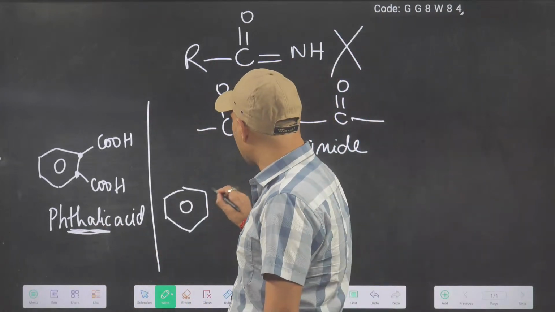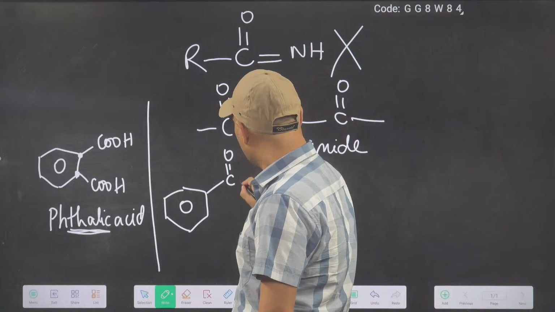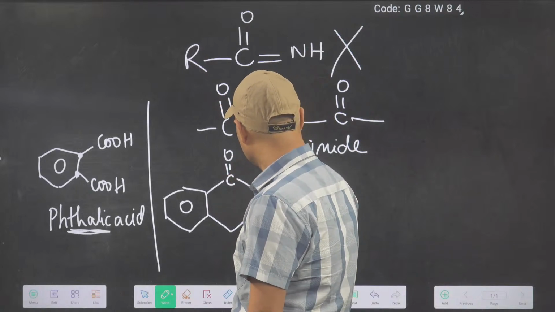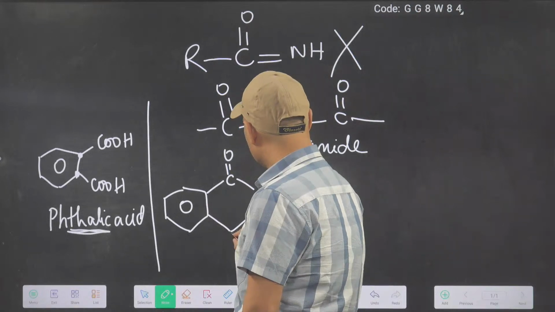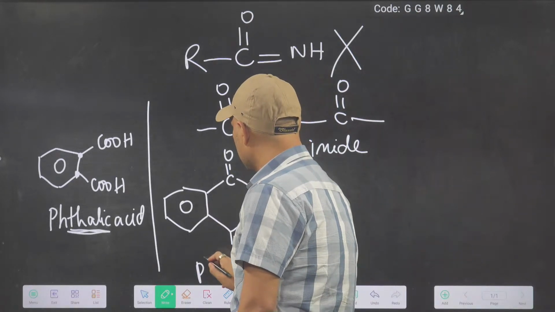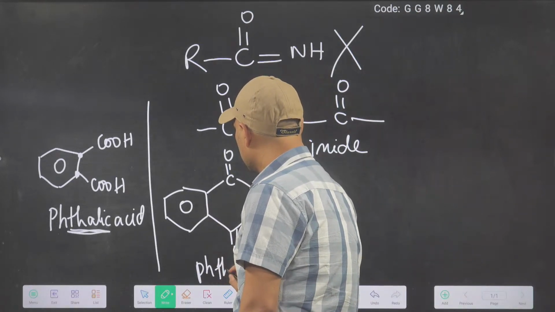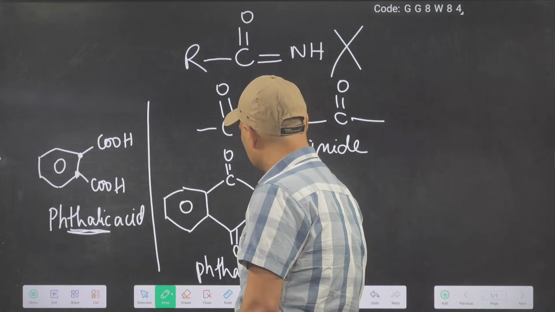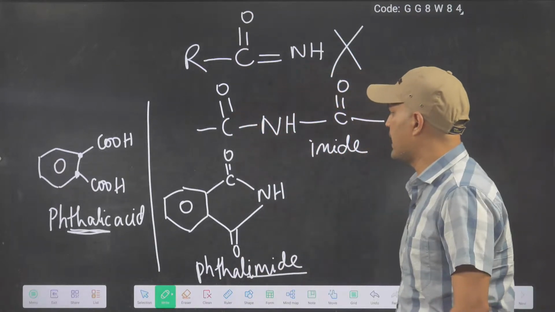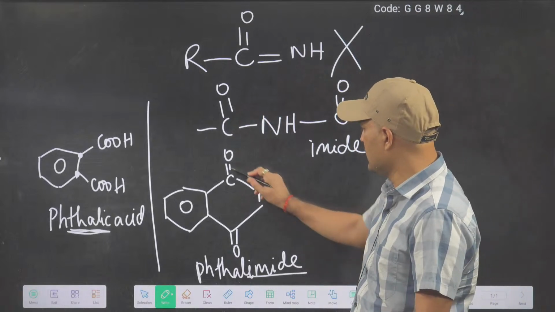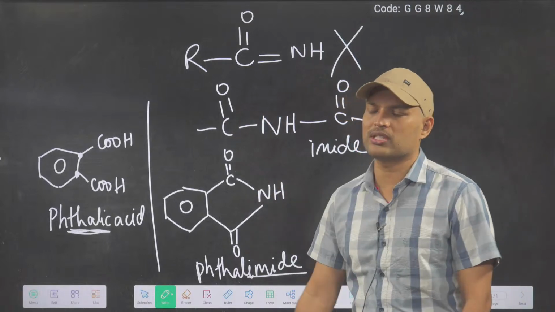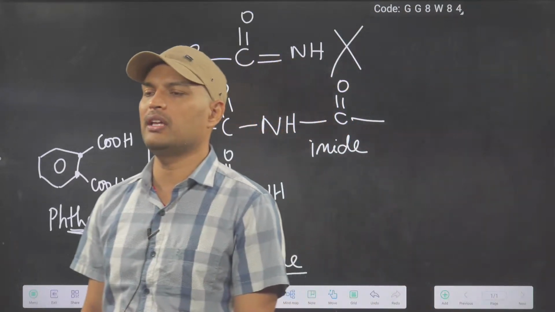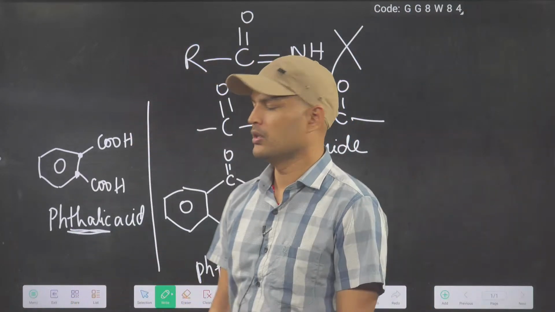Now from this phthalic acid only, we can derive this thing. So this is known as imide. Can you see carbonyl connected from both sides to NH? Imide, very, very important compound.